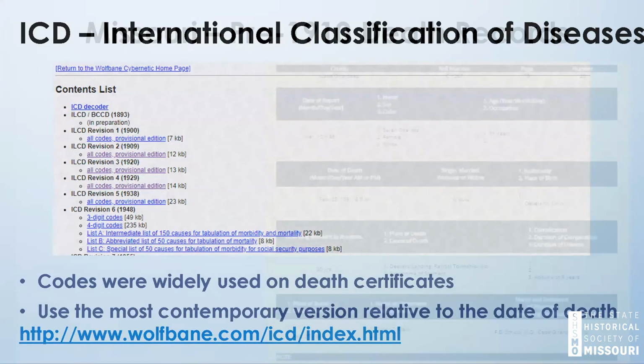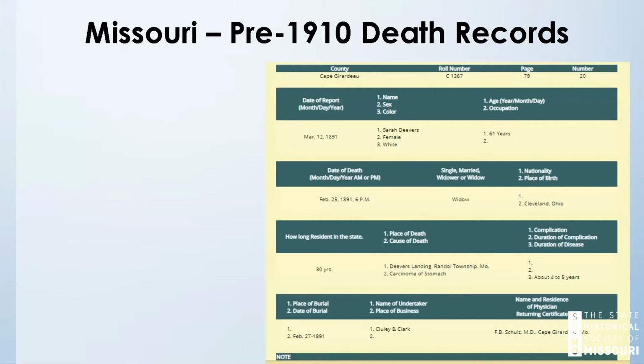There are also pre-1910 death records. It's the same database as the birth records I talked about in Missouri, so you can go look at those as well. And these had a variety of levels of detail depending on what the clerk wrote down and what the people told them. This actually is my great-great-grandmother, and I know exactly where she died in Randall Township now, and that she died of carcinoma of the stomach.